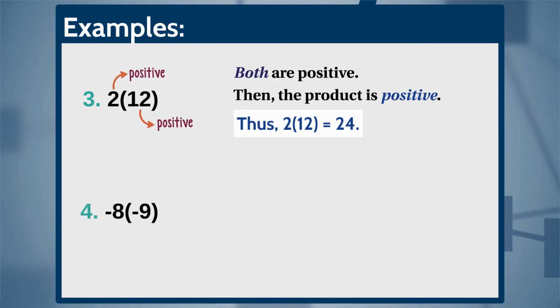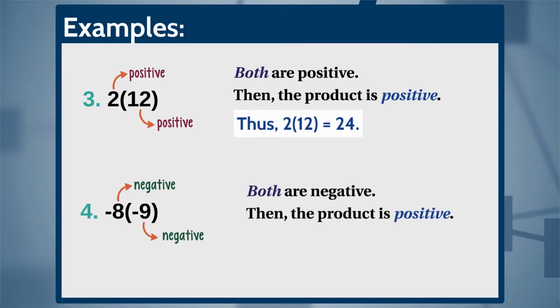For number 4, find negative 8 times negative 9. Start by identifying the signs. Negative 8 is negative, and negative 9 is also negative. Both are negative, so our product is positive. Thus, negative 8 times negative 9 equals 72.